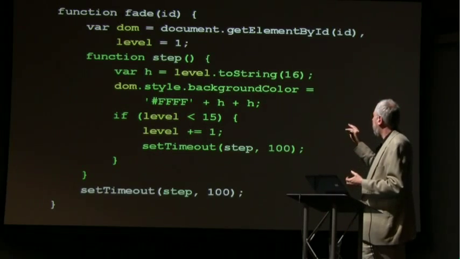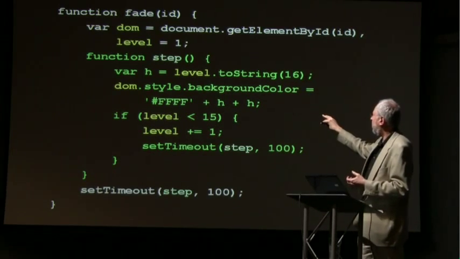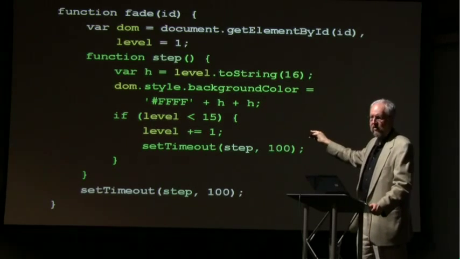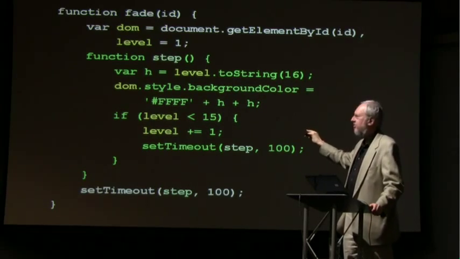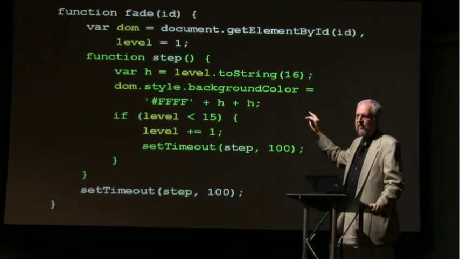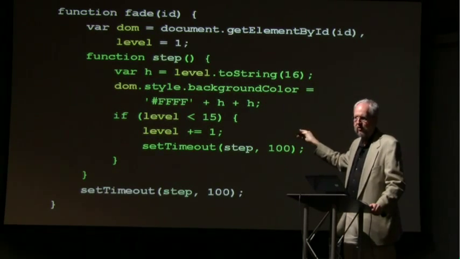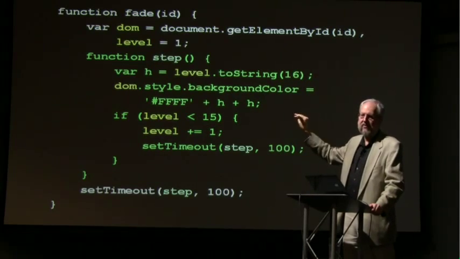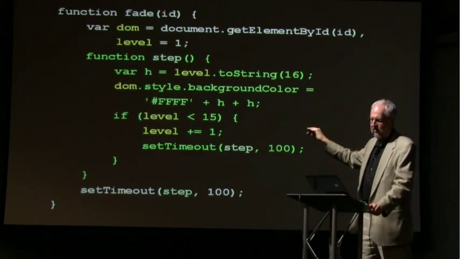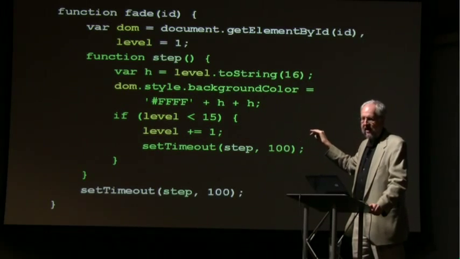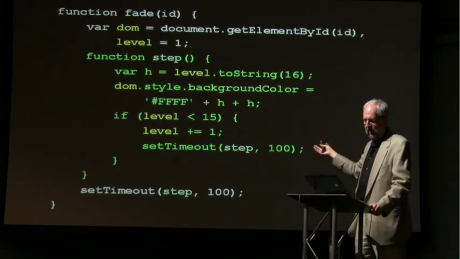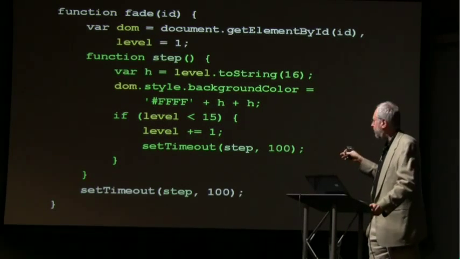And it will first define a variable h and initialize it with level. What is level? Level is the variable of fade. It's not the value of fade when it was created. It is the current value. It is the current variable. It does the same thing with DOM. It gets access to the DOM variable and uses that to change the background color of that DOM node.